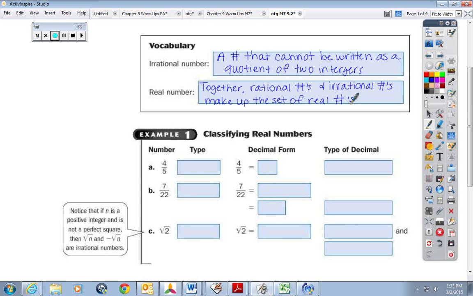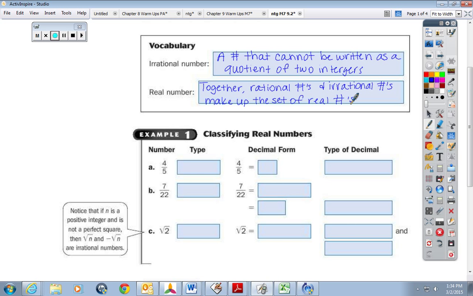So an irrational number is a number that cannot be written as a quotient of two integers, meaning it cannot be written as a fraction. Okay. Now a real number is any number that is irrational or rational. So everything that we talk about today is considered a real number.